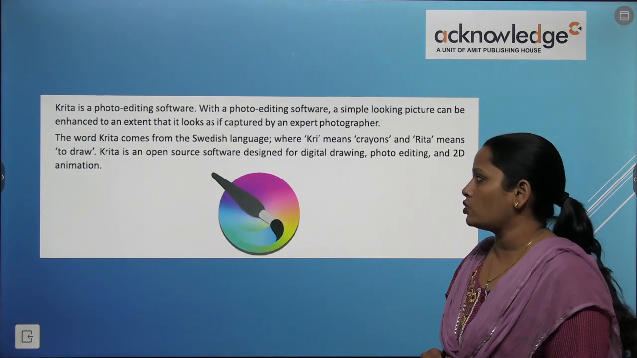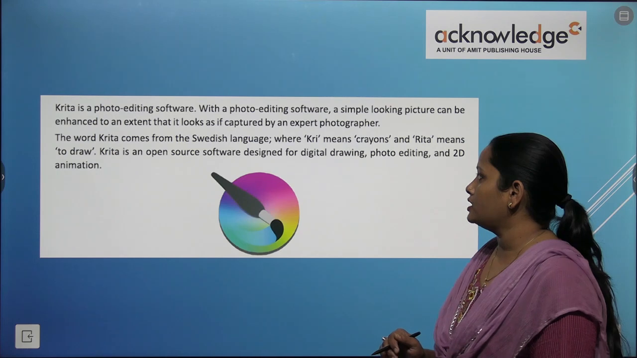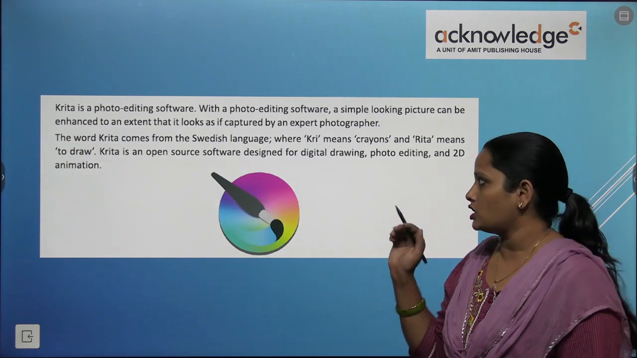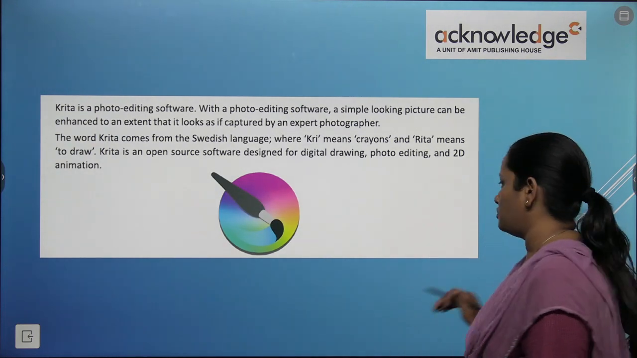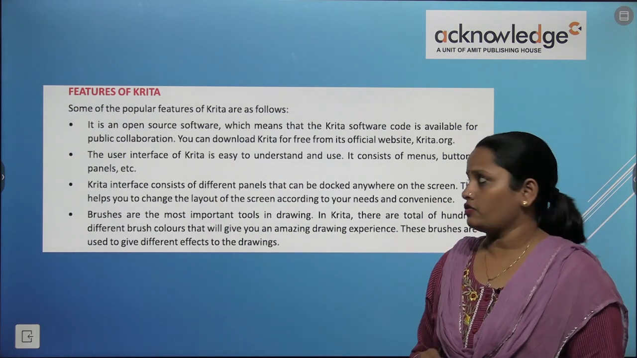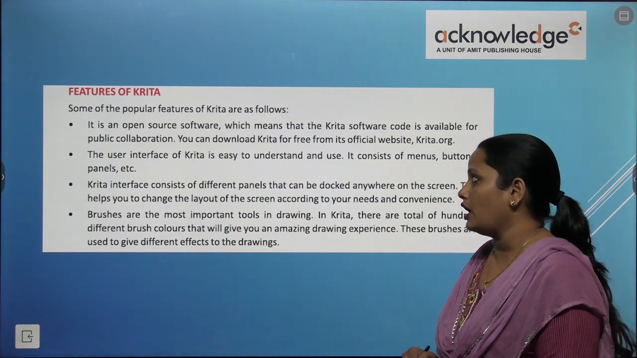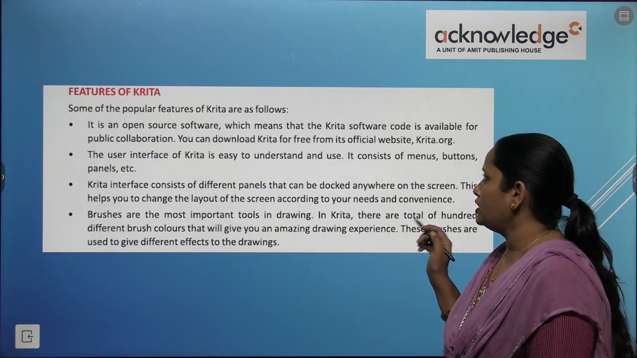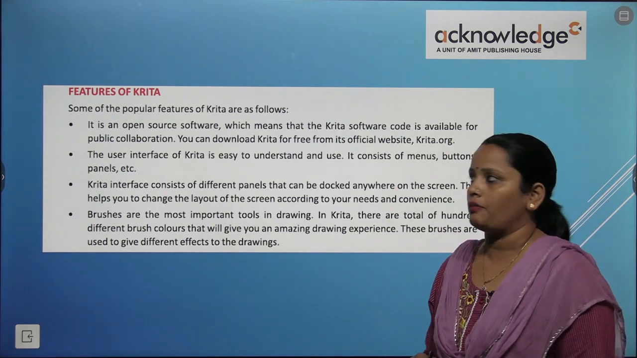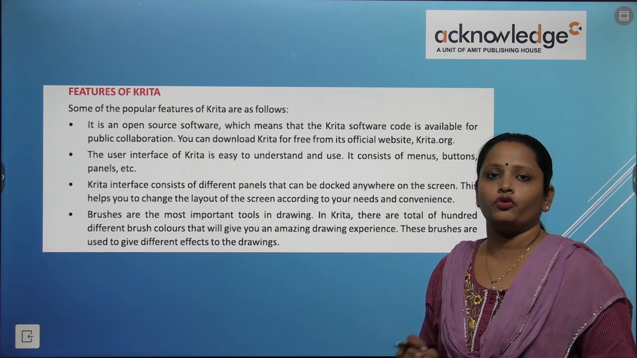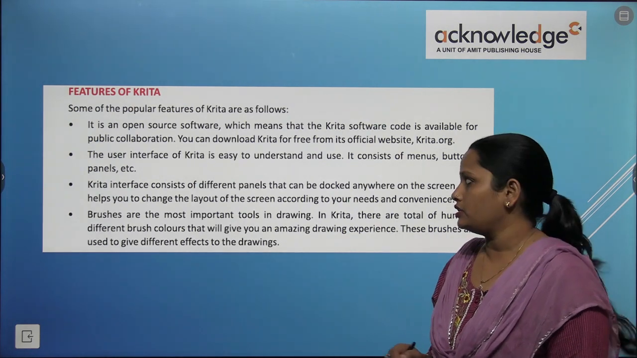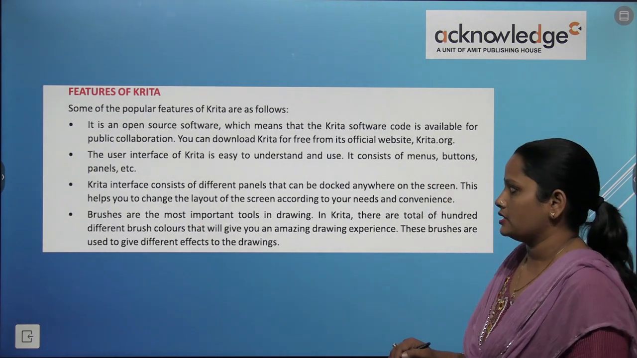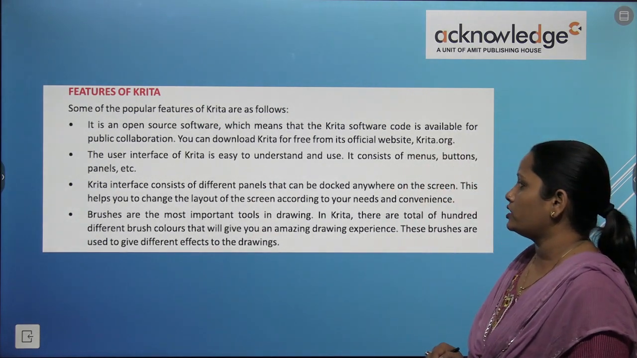Krita is an open source software designed for digital drawing, photo editing and 2D animation. So all these things can be done here: digital drawing, photo editing and 2D animation. Now, some of the popular features of Krita are: it is an open source software, which means that the Krita software code is available for public collaboration. So this software is open for everybody. You can easily download it from the internet and from the krita.org website. The user interface of Krita is easy to understand and use.